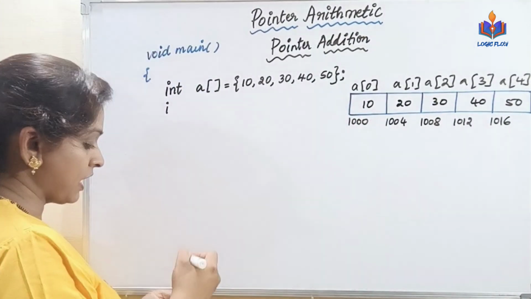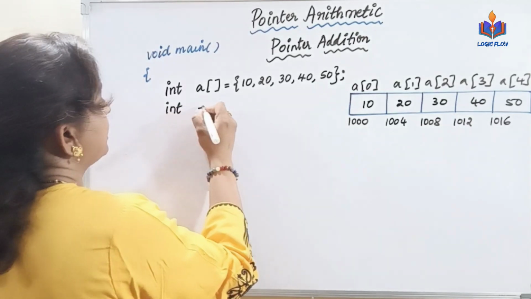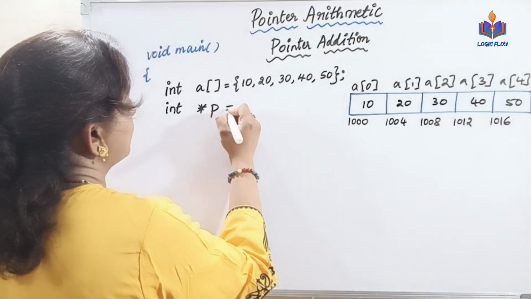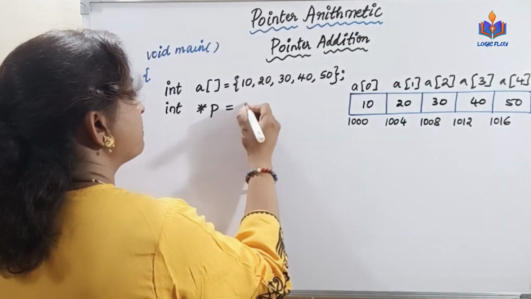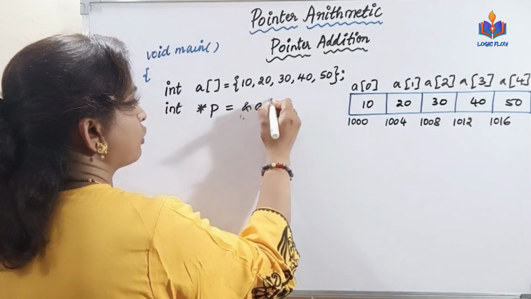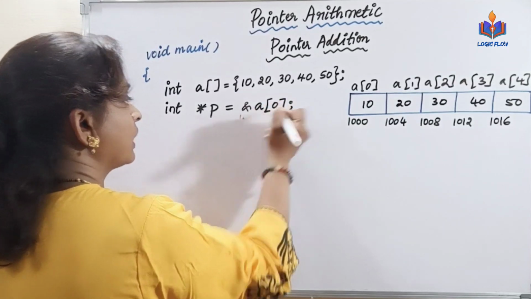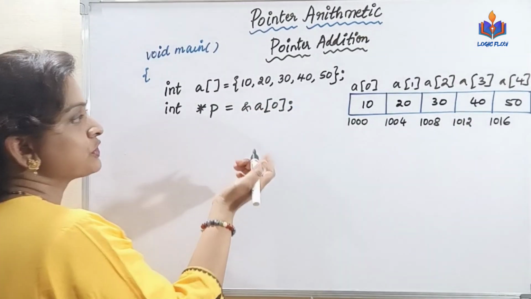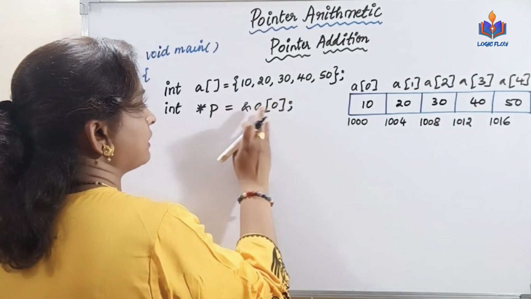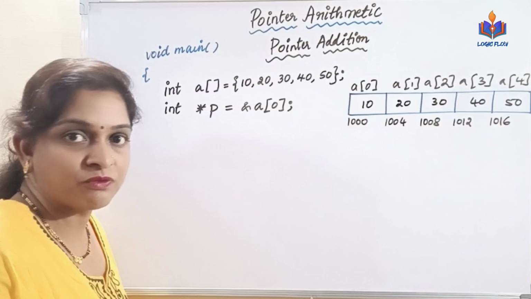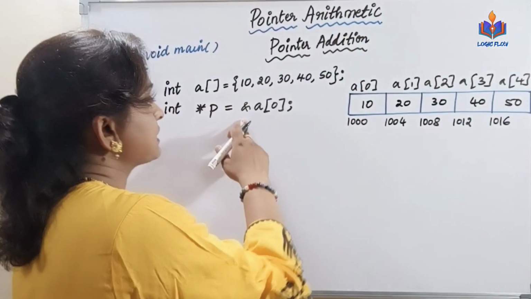Now let me have an integer pointer. I say int asterisk p equals a. You can say a, or for better understanding, you can say ampersand of A of 0. Both are one and the same. The array name will give you the base address, as we have seen in the previous program. So it is ampersand of A of 0.